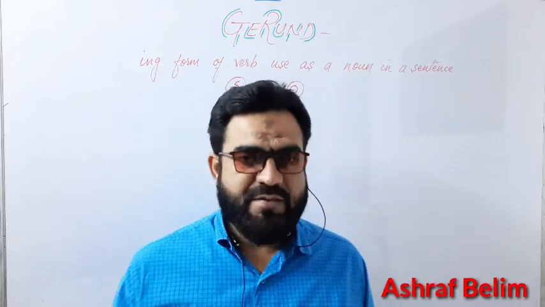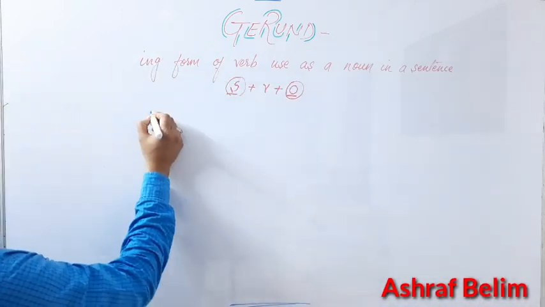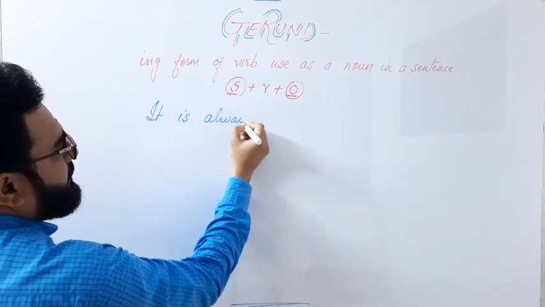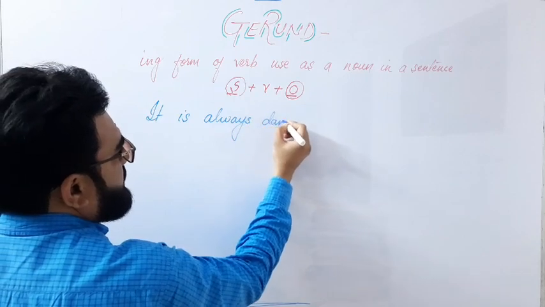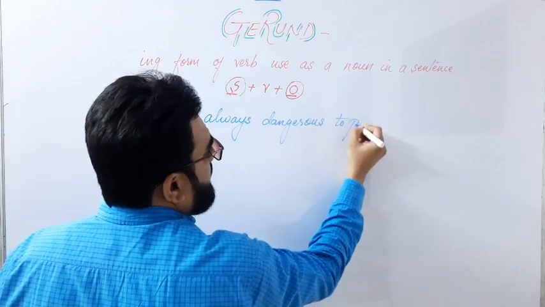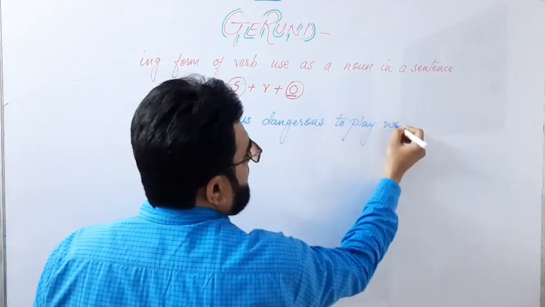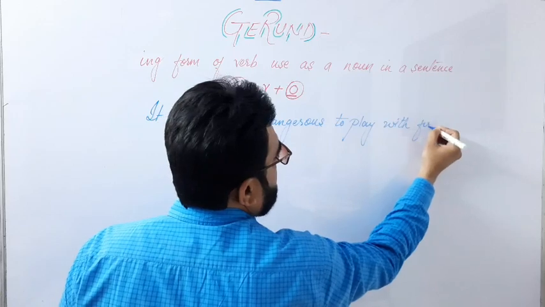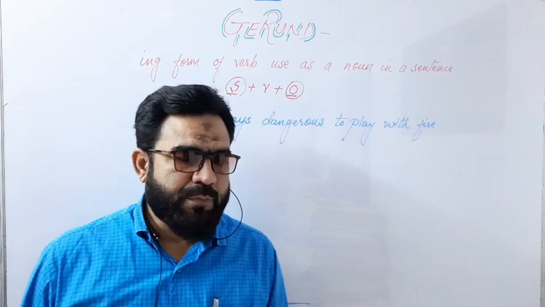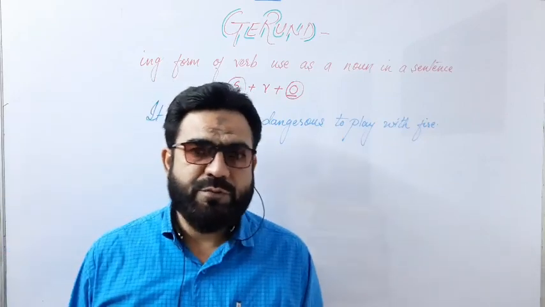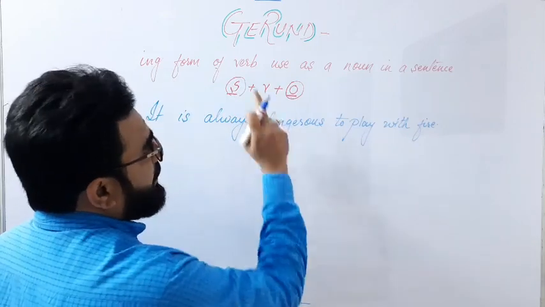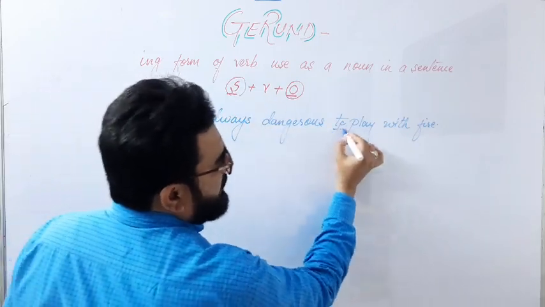Okay, let's start the sentence. It is always dangerous to play with fire. These type of sentences mostly comes in state board 10th or 12th, on CBSE also. So using gerund means removing infinitive to.